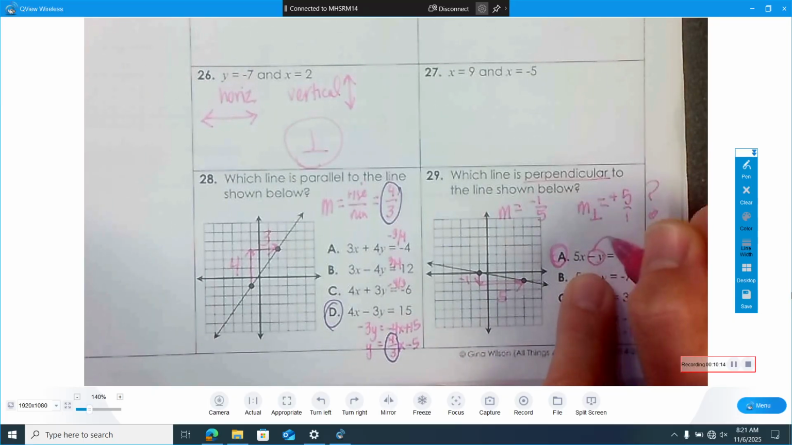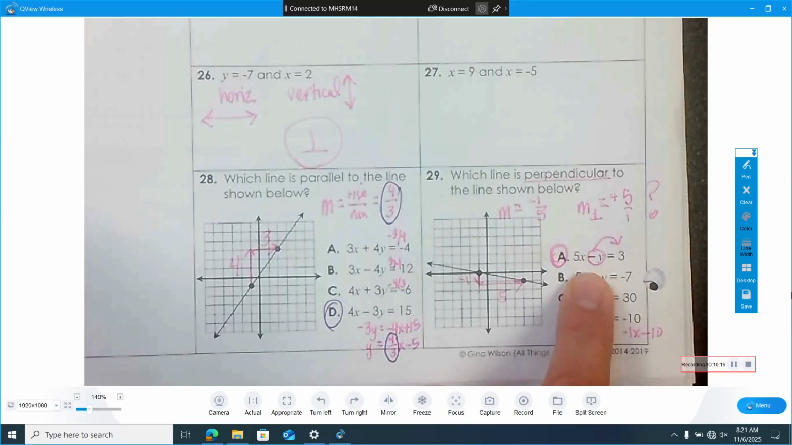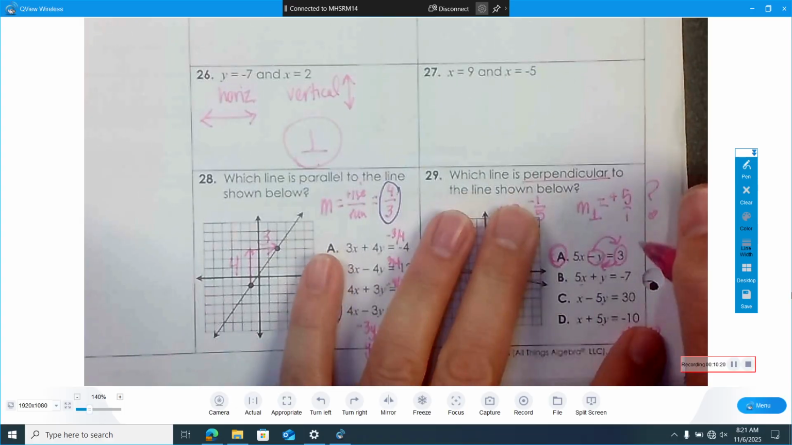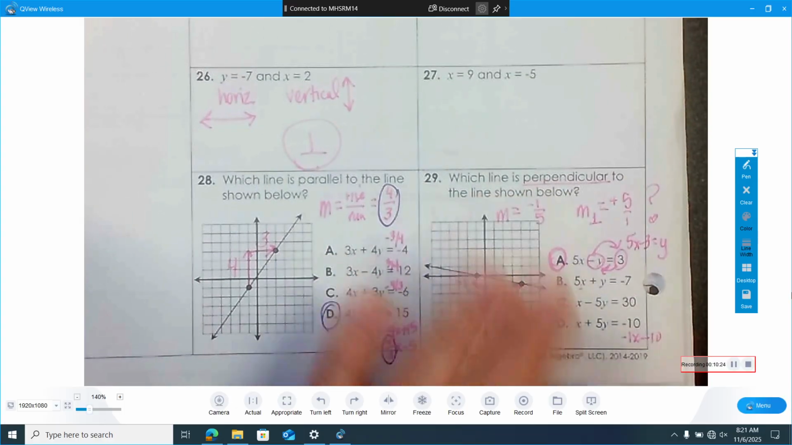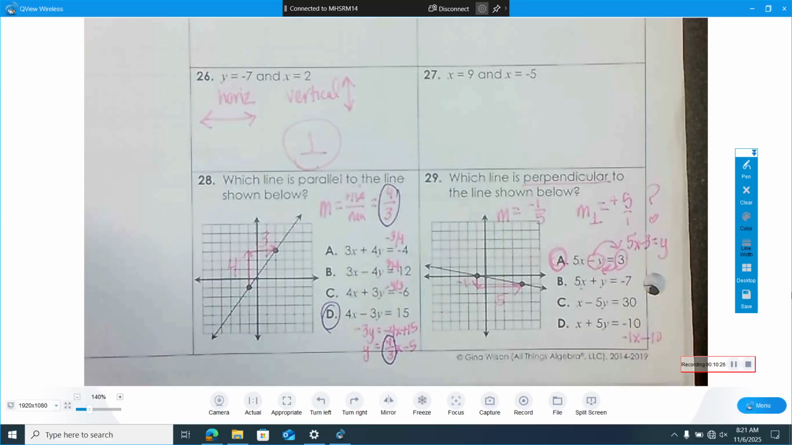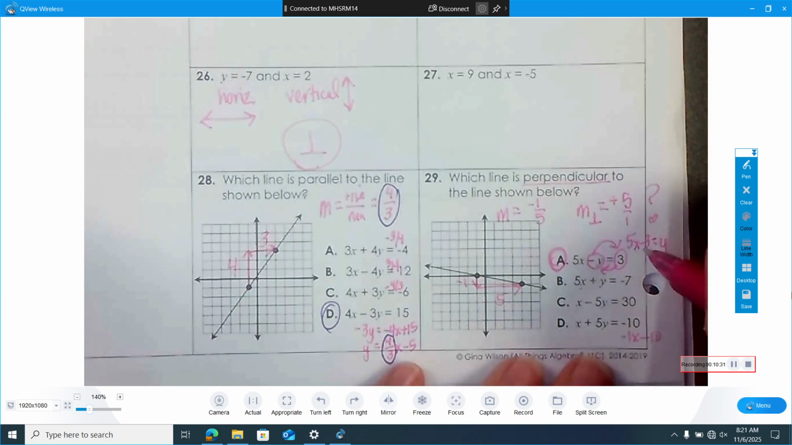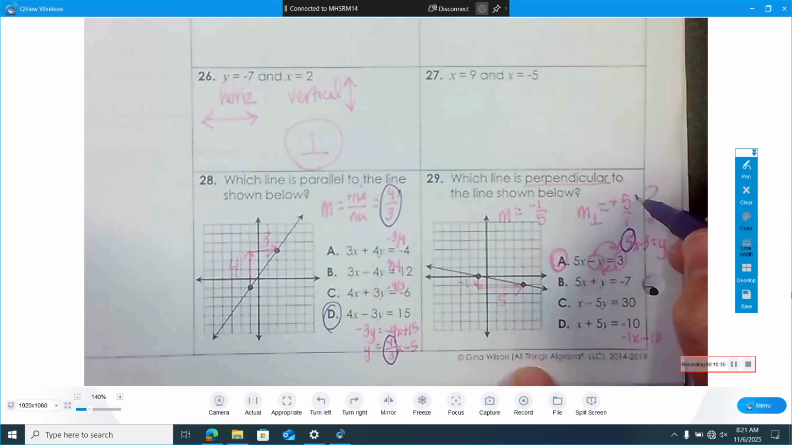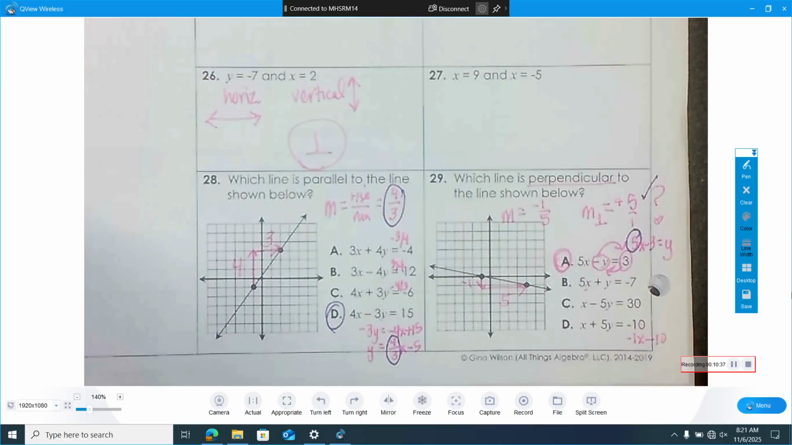Could I move the y to the other side? Yes. And then could I move the 3 to the left? Yes. So that would give me 5x minus 3 equals a positive y. Can you rearrange that way? Yes. It's another way to do it. Sometimes it's easier, okay? So here we get our positive 5 for our slope that we're looking for. So A is the perpendicular.